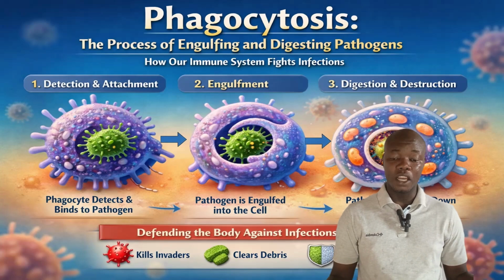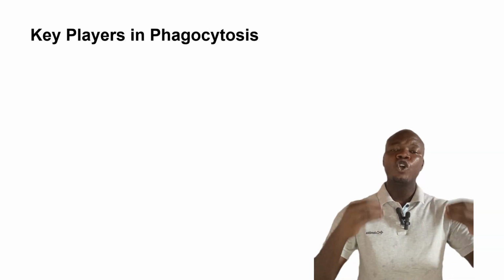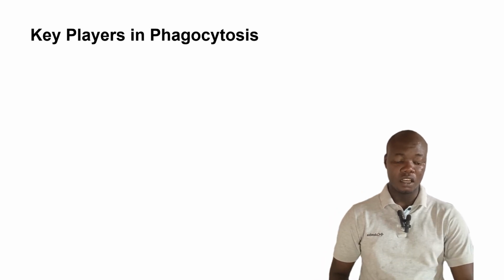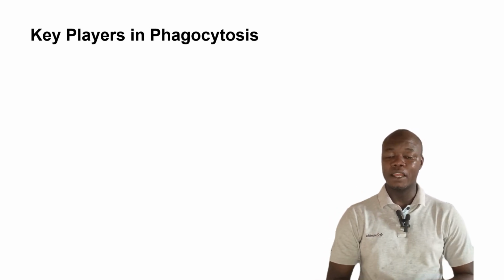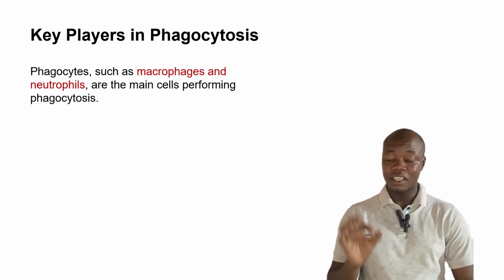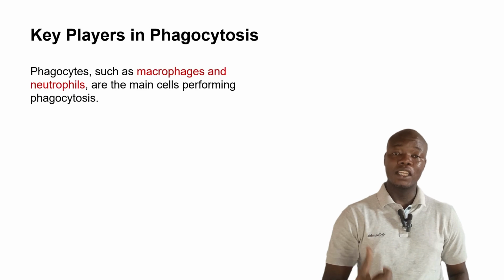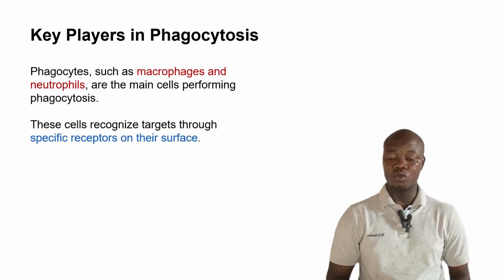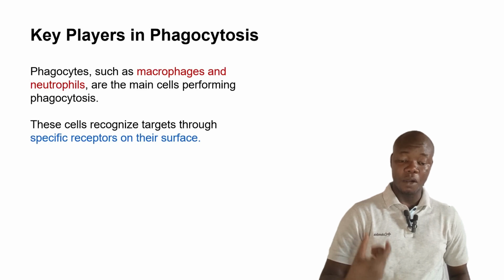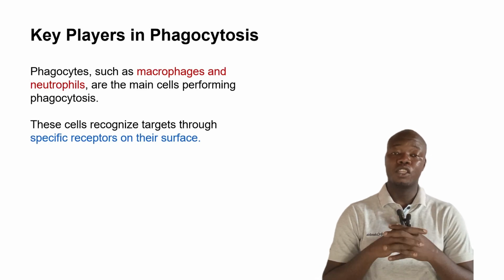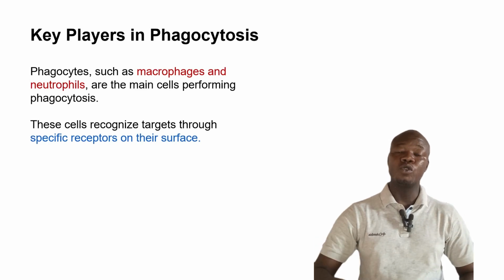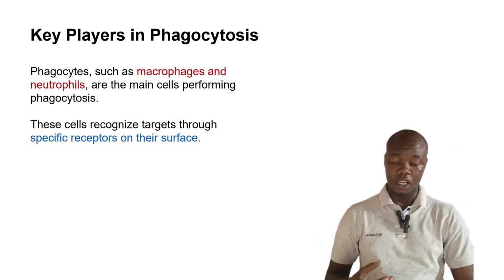And then what are the key players in phagocytosis? We have two major cells involved in phagocytosis, which include neutrophils and macrophages. As we can see, they are the main cells performing phagocytosis in our body. They are specialized cells which recognize their targets, the pathogens, through specific receptors on their surface. These receptors are used to bind the invaders or pathogens.